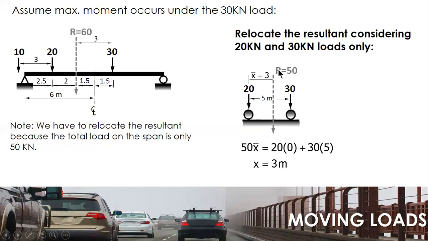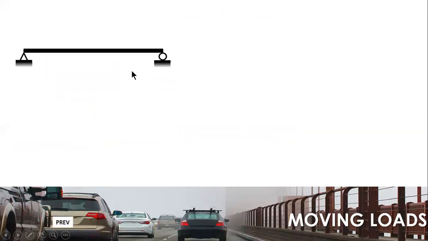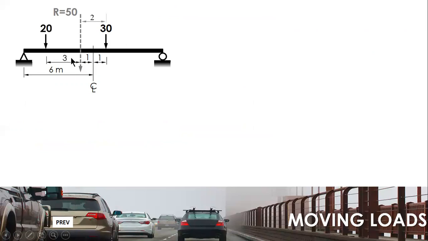The distance between R and 30 is 2 meters. And then we have a clearance of 5. The distance between R and 20 is 3 meters. So is it safe? We have 2 here and 5 here. We take moment about this support, and we solve for R2. So R1, R2, from the moment at 1, you get R2.